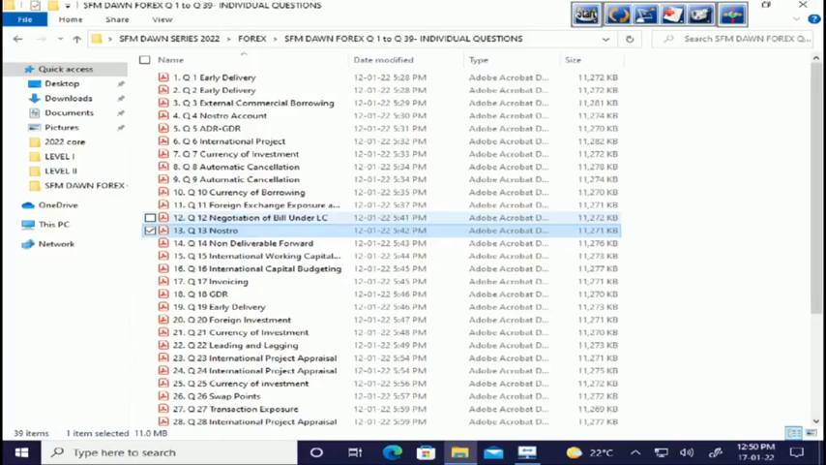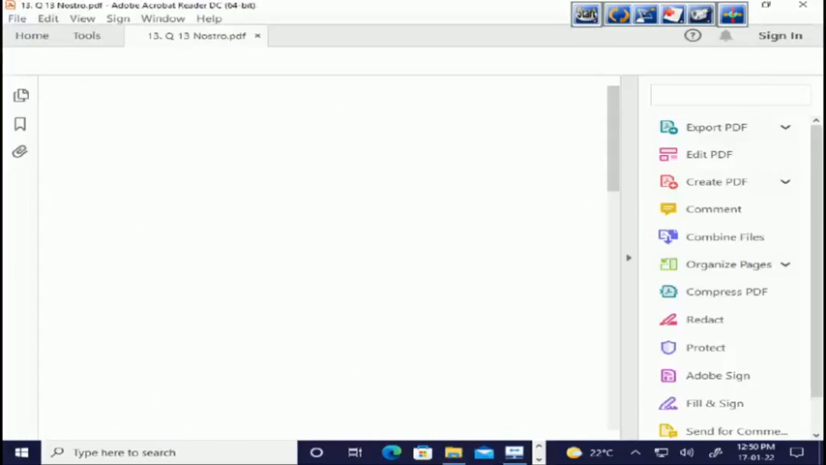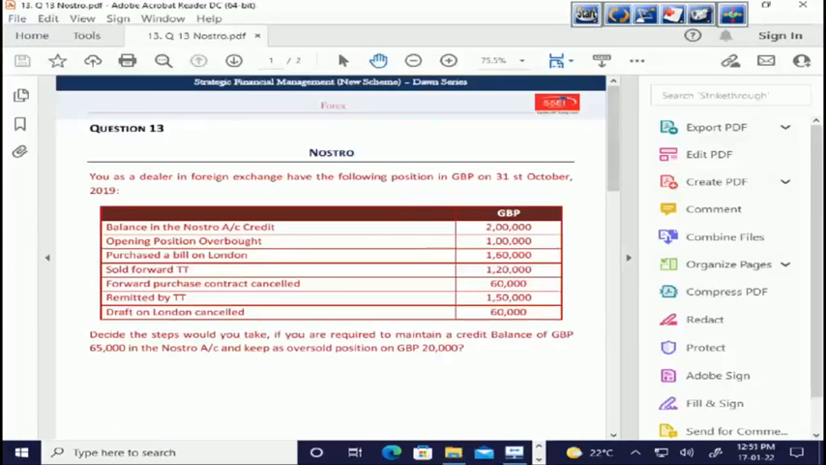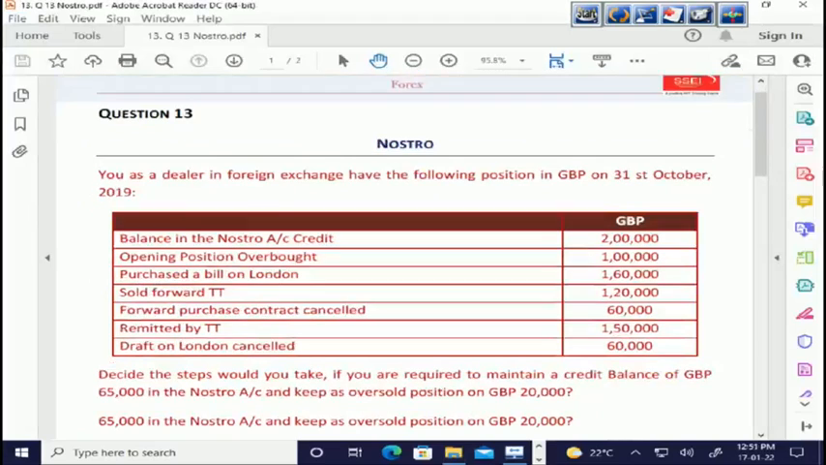So there were two sums. One was done in class and the other one is a new one. Not that there is something new in it. It is the same thing. Let's see. Question number 13 on Nostro account.